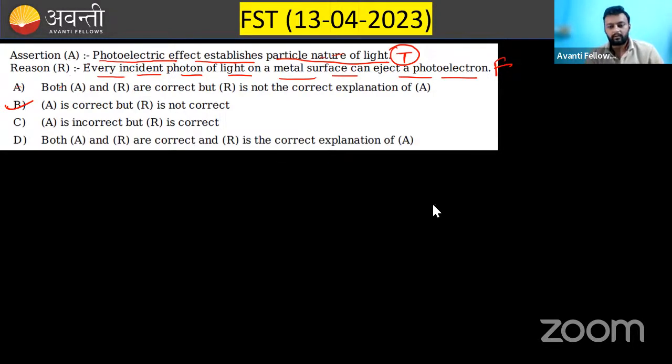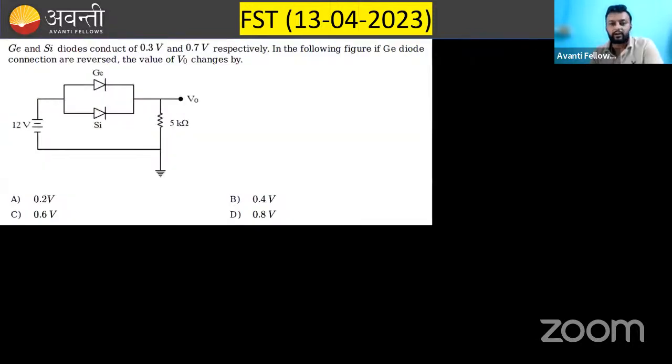Moving further. Now, this is again a very important question. The question says, let's see, germanium and silicon diodes conduct 0.3 volt and 0.7 volt respectively. That means the first diode conducts 0.3 volt and this is 0.7 volt. Clear? Now, if germanium diode connections are reversed, the value of V naught changes by.